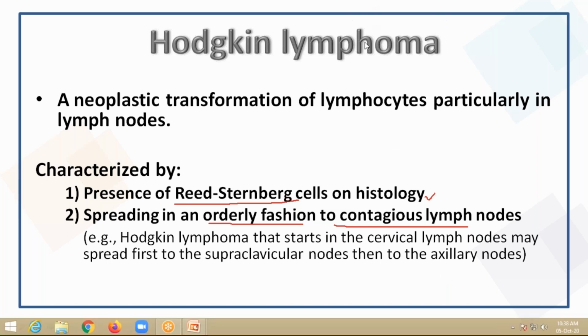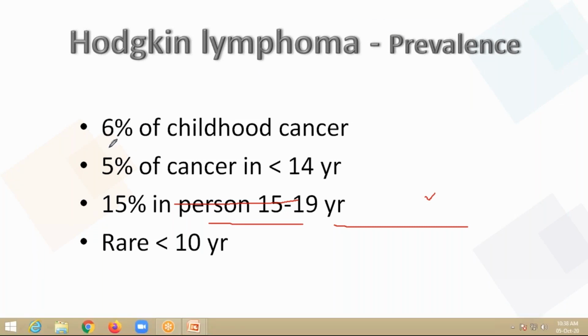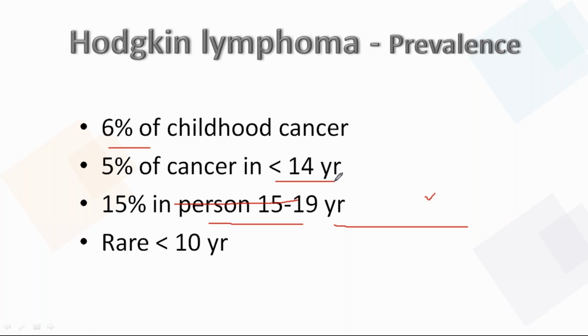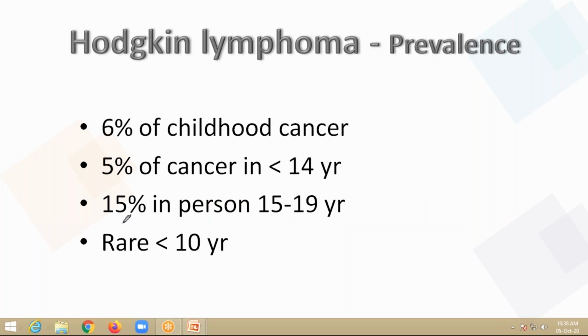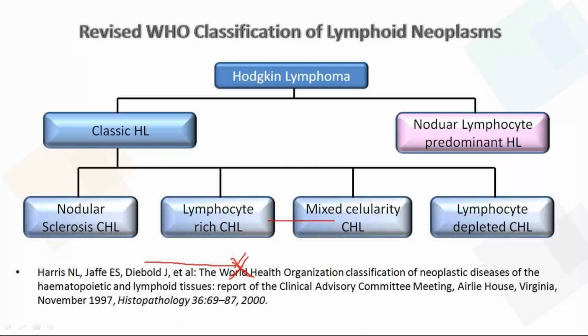Speaking of Hodgkin's, it is 6% of all childhood cancers, 5% of the cancers below 14, and 15% of persons between 15 and 19 years. And one point is that below 10 years, we don't see it much. So if a child comes with a suspected tumor under 10 years, Hodgkin's is not in the first line. There are so many classifications.